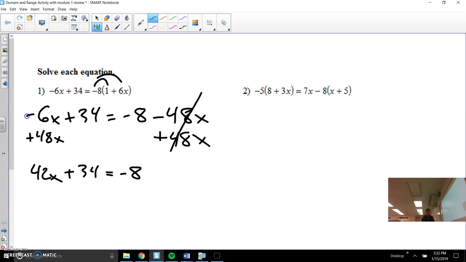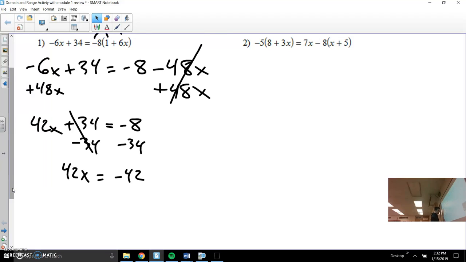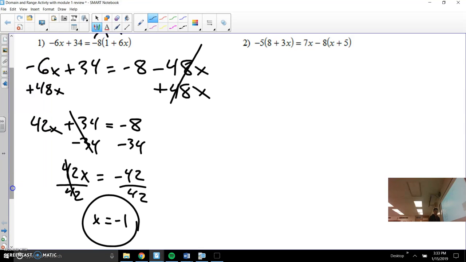And now let's do the opposite. Let's put 34 and negative 8 together. But never move the number that's alone. Okay, try to move the number that is with the x, because you're trying to move away from x, honestly. And so now that gives me 42x equal to negative 42. So this looks like it's going to end up being a pretty nice answer here. Let's divide by 42, and you get negative 1.